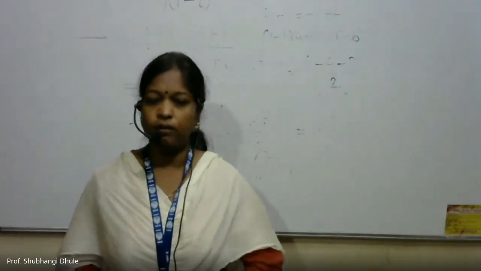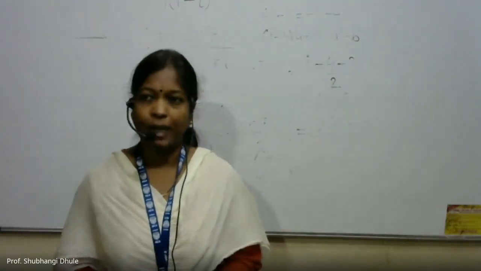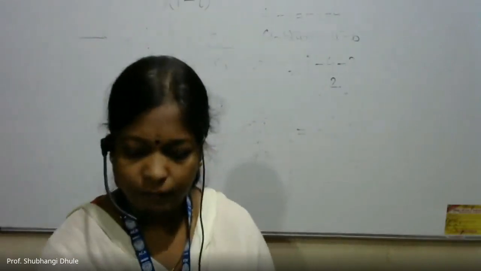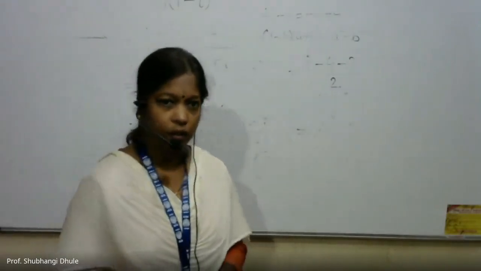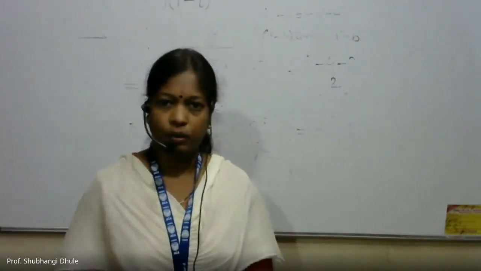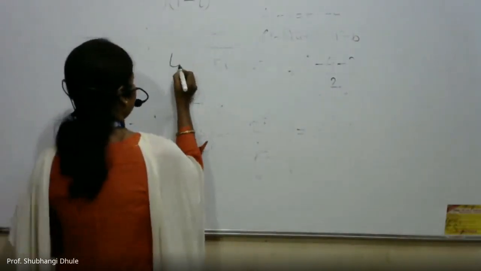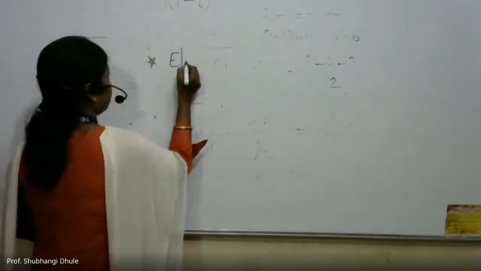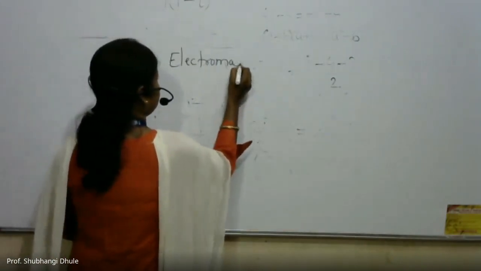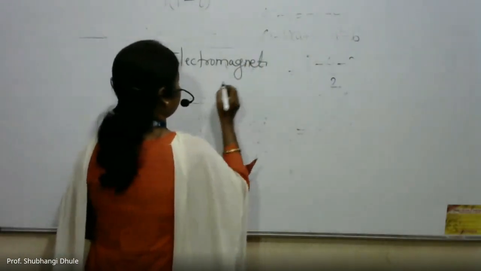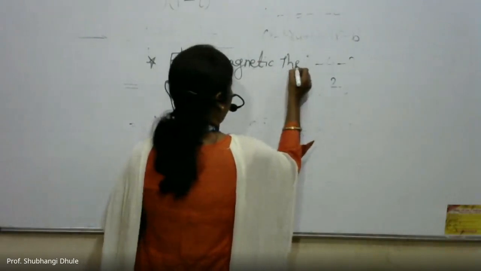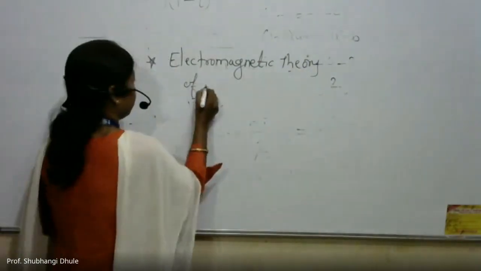I told you in the last lecture that at that time many inventions were taking place, and many scientists were making inventions based on different experiments. So the first theory utilized by Bohr is called the electromagnetic theory of radiation, by Maxwell.